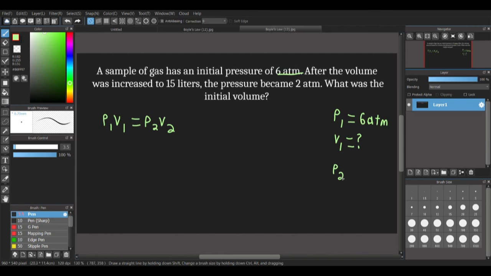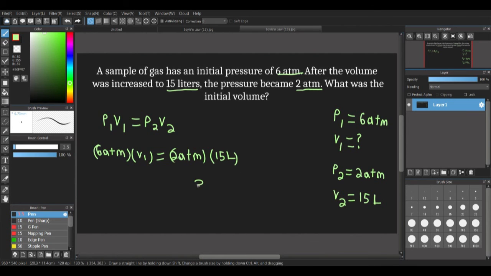And next, we were told that after the volume was increased, the pressure became 2 atmospheres. So that is going to be our new pressure. And then we're told that the volume was increased to 15 liters, so that will be our V2. Next, we're going to plug in. Now, I know I didn't in the last question, but really you want to plug in with units, so I'm going to do that here. And once we write that out, we can combine the 2 and the 15 to give us 30 equals 6 times V1. And then we can divide by 6 to get V1 by itself. So we get that our initial volume, or V1, is equal to 5 liters. And that is our final answer.